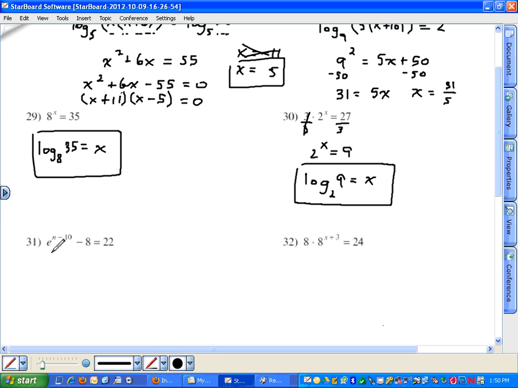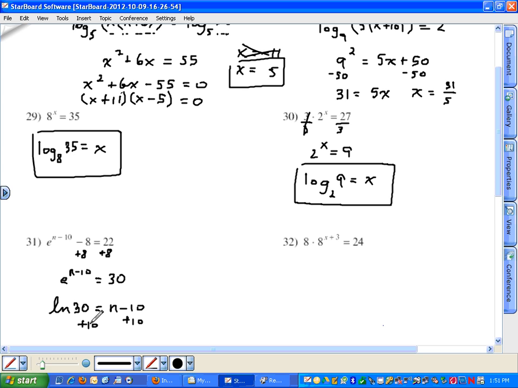Now here in 31, the exponential term is the base is e, and the exponent is n minus 10. So here's the exponential term. So we have to get rid of the minus 8. We do that by adding 8. So we have e to the n minus 10 equals 30. Now we rewrite this in logarithmic form. The logarithm that we have to use, since this is a base of e, is a natural log. So the natural log of 30 equals n minus 10. But we're trying to get n by itself. Right now it's being subtracted by 10, so we need to add 10.